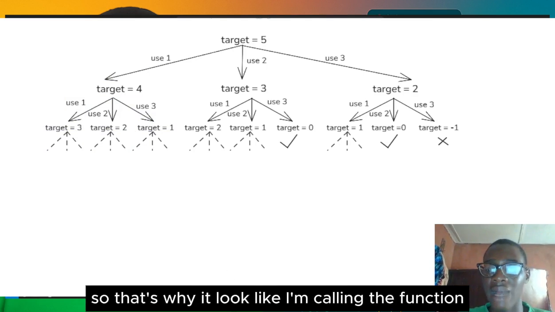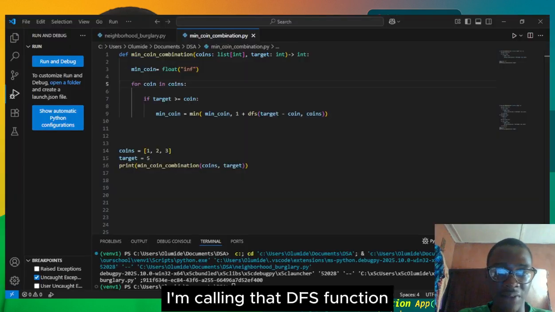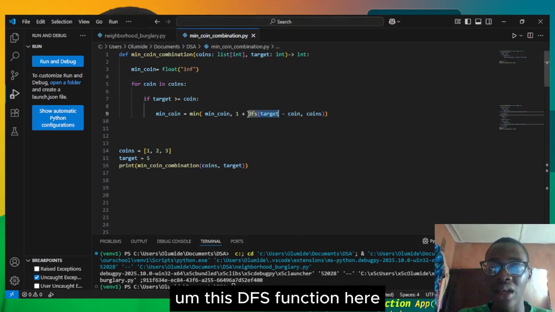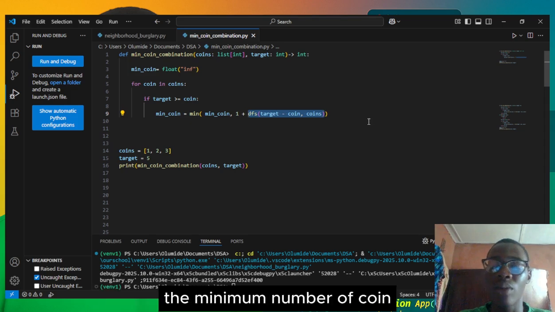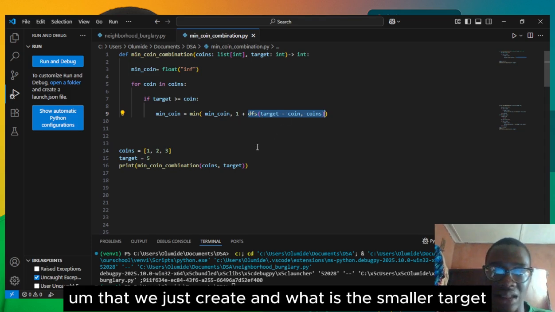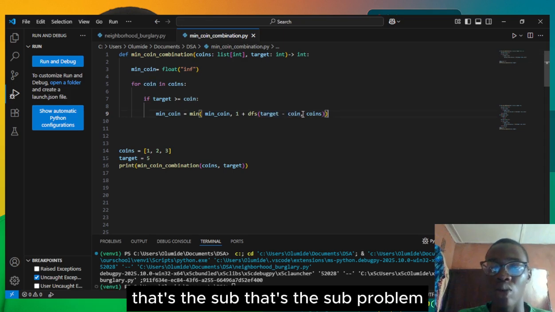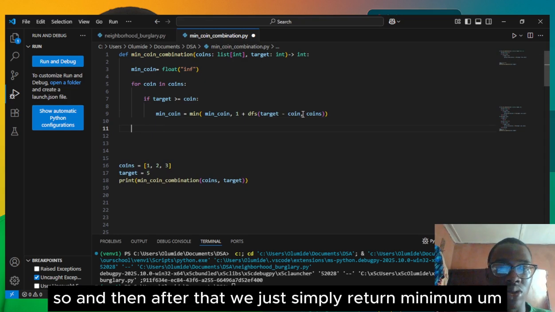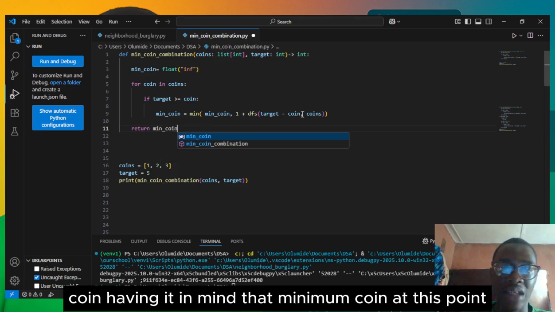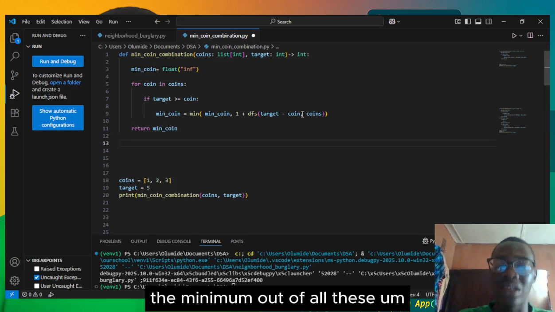So that's why it looks like I'm calling the function again. I'm calling that DFS function. This DFS function is what is going to help us to find the minimum number of coins that is going to make up that smaller target that we just created. And what's the smaller target? The smaller target is target minus coin, right? That's the sub problem. And then after that we just simply return minimum coin, having it in mind that minimum coin at this point will really be the minimum out of all these sub problems.